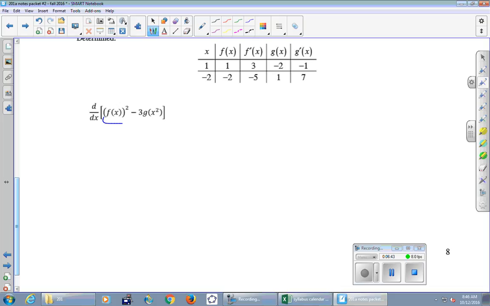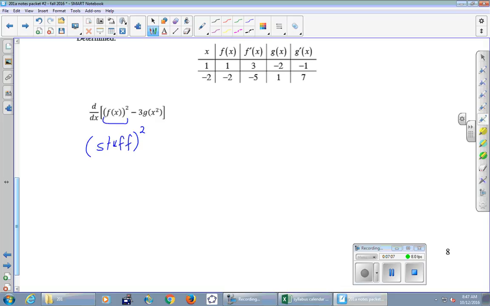This first one right here, I see this as some stuff squared. You guys see that? That is some stuff squared. What's the stuff called in this part? F of x, right? It's just some function squared. I don't know what the function is. I've got precious little information about f in that table, but that is some stuff squared. And I know how to take the derivative of some stuff squared.